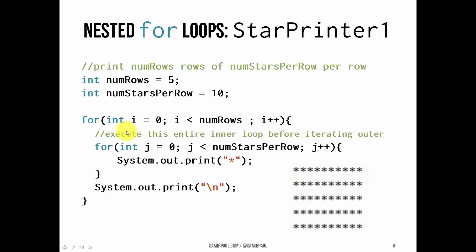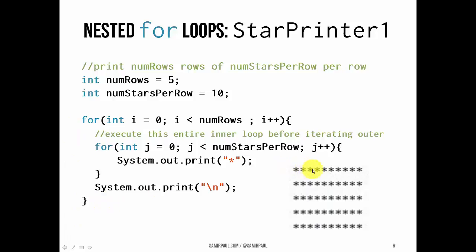So let's see. That means that essentially first we enter here with i equals 0, and then we go on to the inner for loop immediately. So we start j at 0. And while j is less than num stars per row, j plus plus. Well, num stars per row is 10, so we're going to print this one. Then we'll print this one when j is 1. Then we'll print this one when j is 2. Then we'll print this one when j is 3, and so on until j equals 9. And finally, when j is 10, we'll break out of the inner loop and go straight to this line that comes after the inner loop, but is still inside the outer loop.